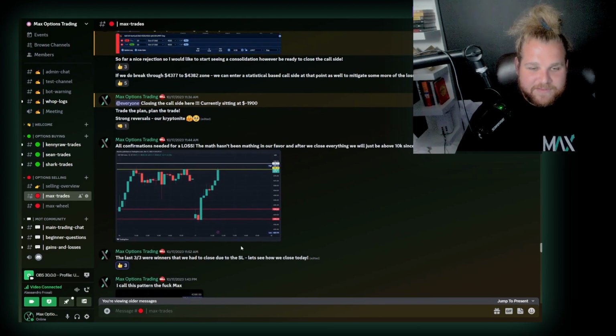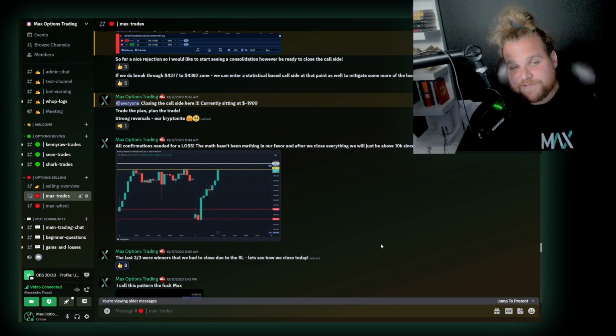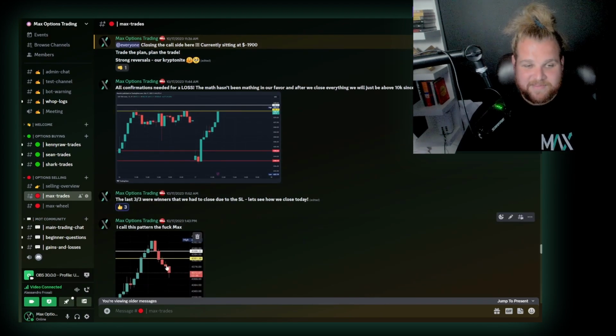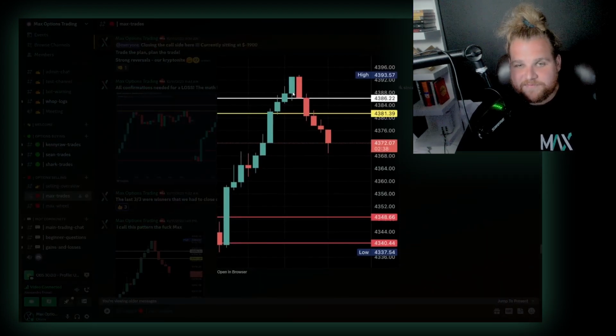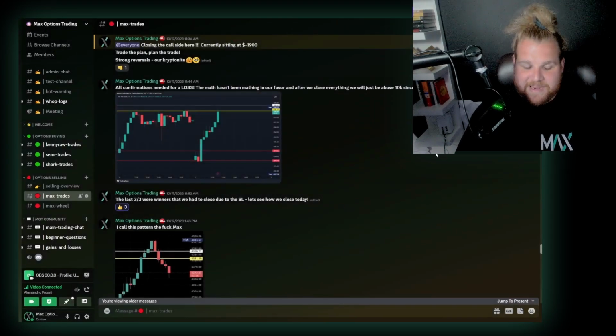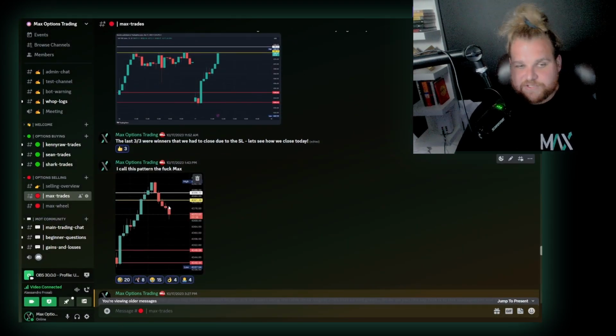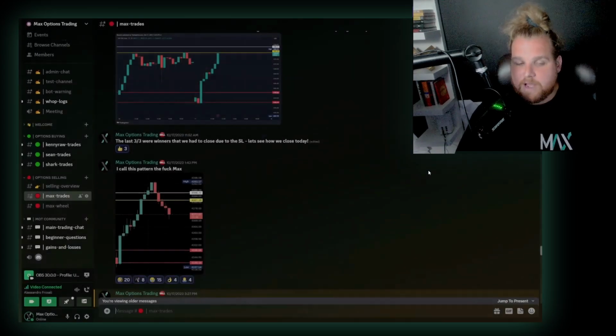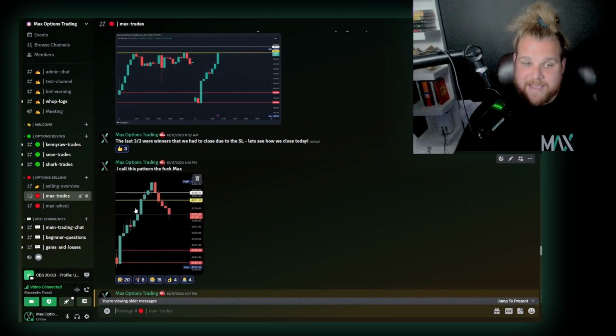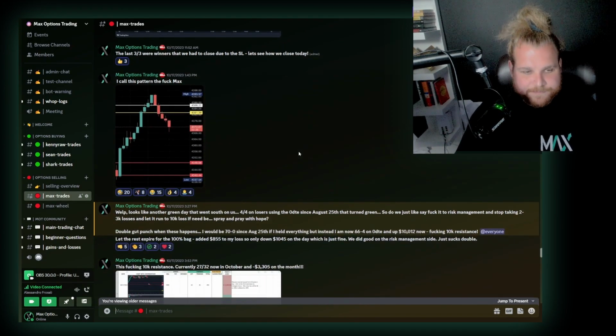So the last 3 out of 3 were winners, but we closed to the stop loss, and guess what? Same thing happened. I call this pattern the fuck max. The white line was my absolute stop loss, and I closed on this candle. It rejected at the end of the day. It would have been 100% profit. So this pattern here is now commonly known in my group as the fuck max. If you come trade with me long enough, you'll definitely see the fuck max a few times.